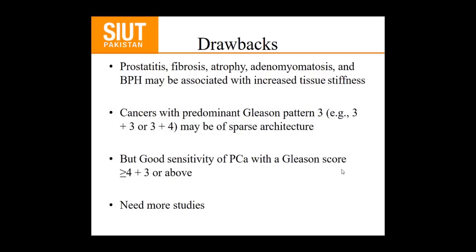Drawbacks include prostatitis, fibrosis, atrophy, adenomyosis, and BPH, which may be associated with increased tissue stiffness. Cancers with predominant Gleason pattern 3 or 3 plus 4 may have sparse architecture, but it has very good sensitivity when the tumor has a Gleason score of 4 plus 3 or above. There is very limited data regarding elastography of the prostate, and it needs more studies before becoming a clinical practice.